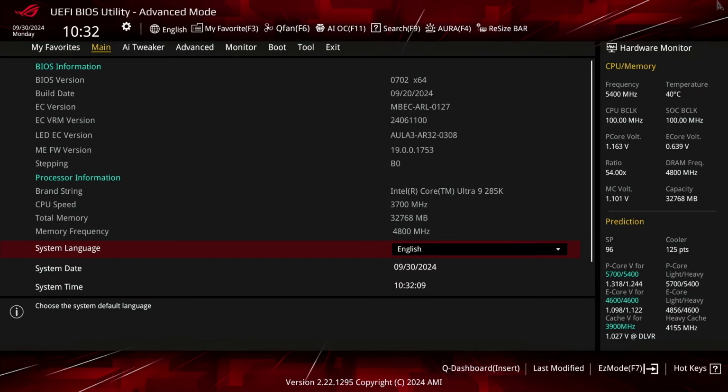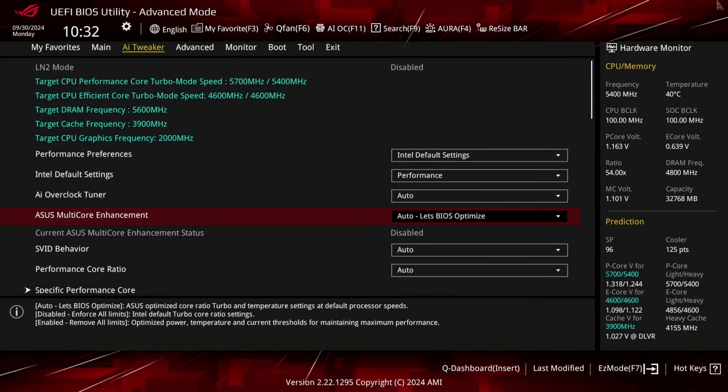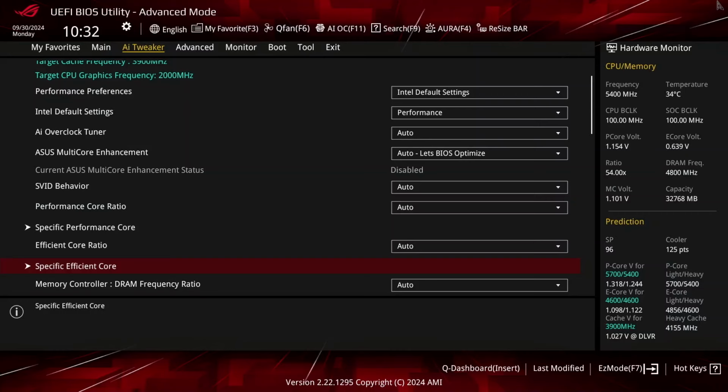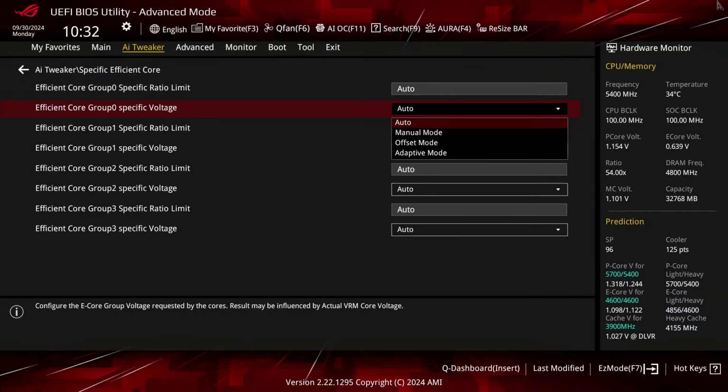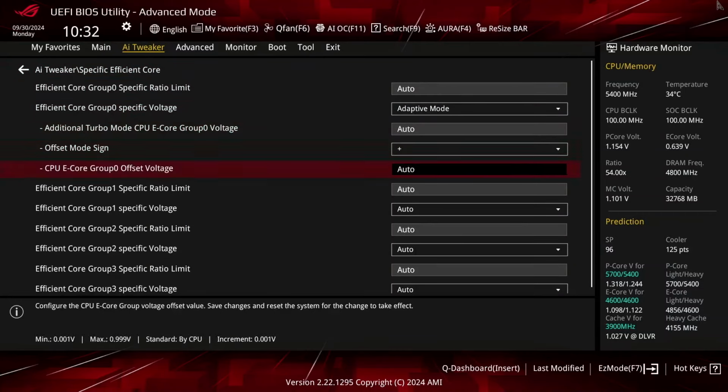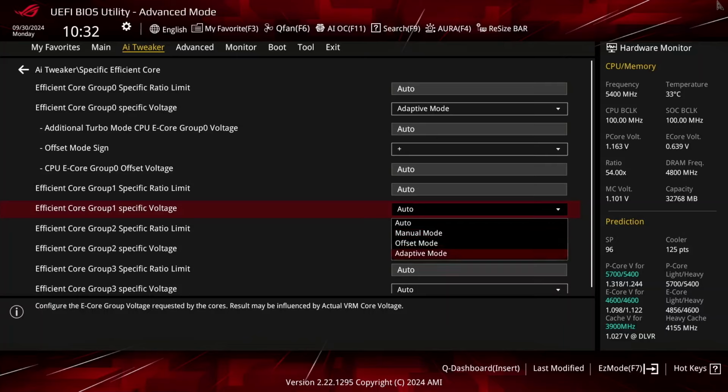In the ASUS ROG BIOS, you can configure the per E-core DLVR voltage in the AI Tweaker specific efficient core submenu. You can configure it in adaptive, manual, and offset mode.